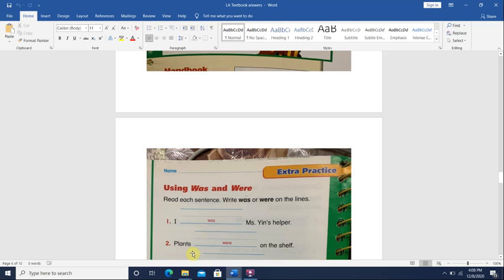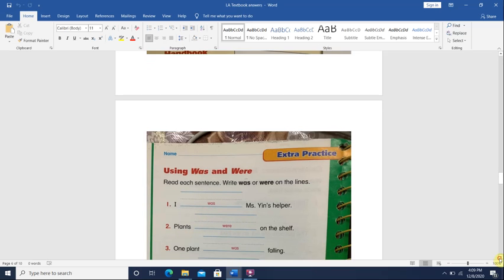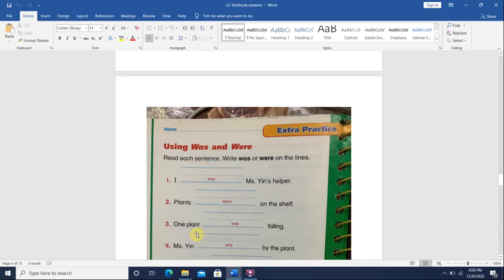Plants, okay, the sentence is about plants. So plants is plural, so we will use what, were, not was. So plants were on the shelf. One plant, it says one plant. Will we use was or were? We use was. One plant was falling. Miss Yin is only one person, so Miss Yin was by the plant.